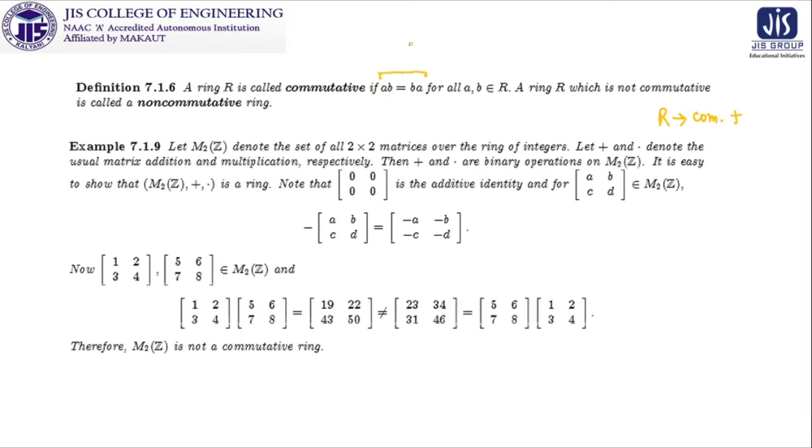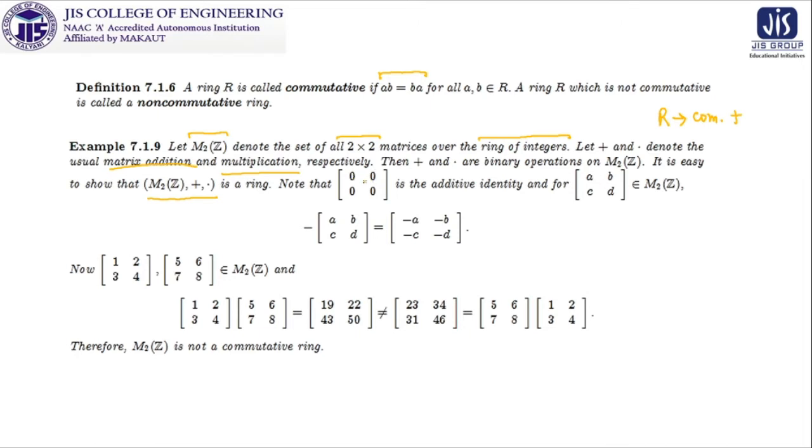Proceeding further, we are considering M2Z. It denotes the set of all 2 cross 2 matrices over the ring of integers. It is M for matrix, 2 for 2 cross 2, Z for integers, meaning all the entries will be integers. Plus and dot denote the usual matrix addition and matrix multiplication. So plus and dot are binary operations on M2Z, you can check it, it will be beneficial for you also, and we can easily show that (M2Z, plus, dot) is a ring.